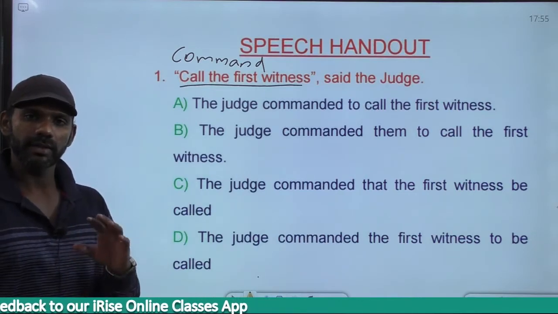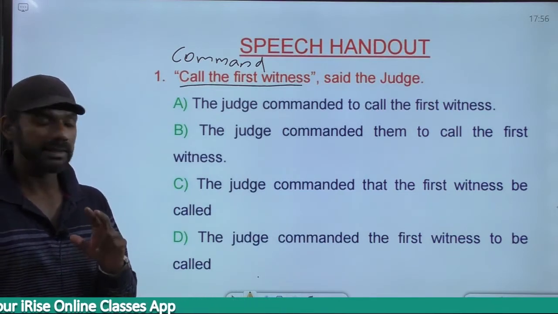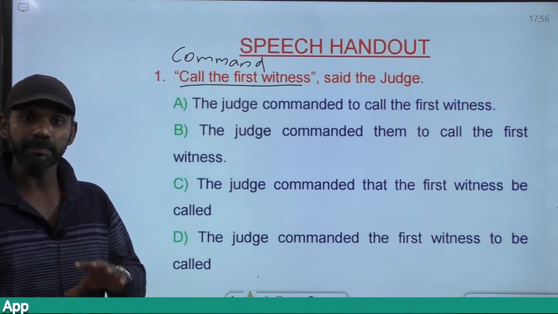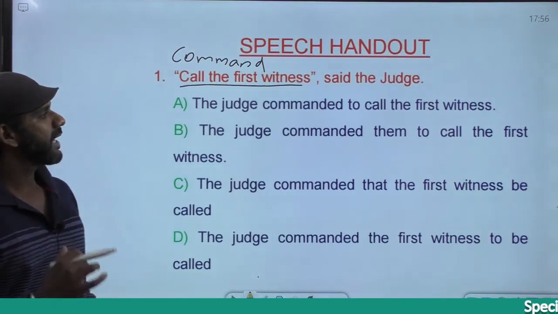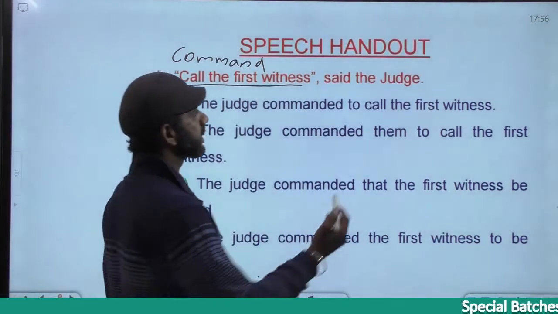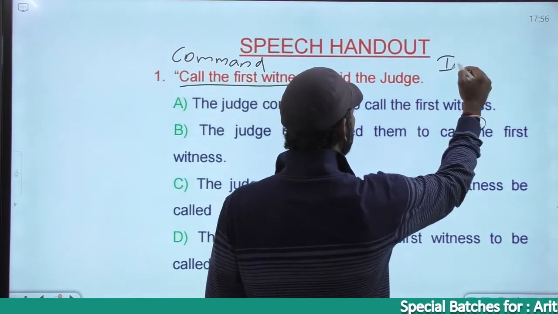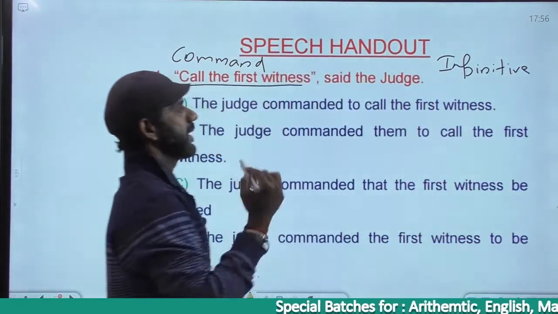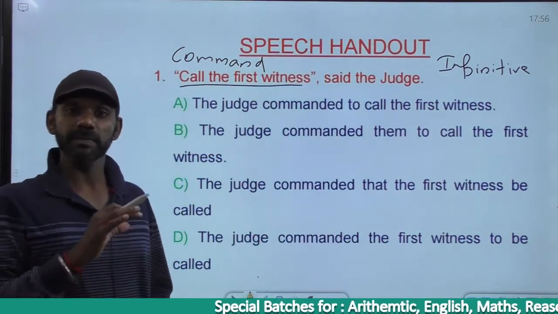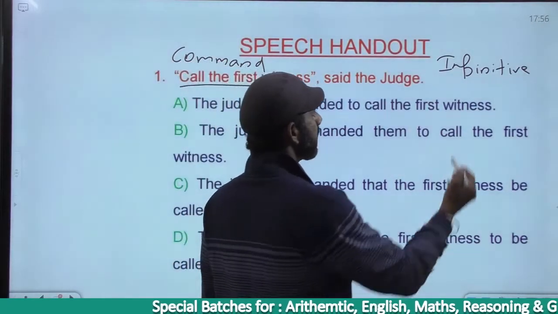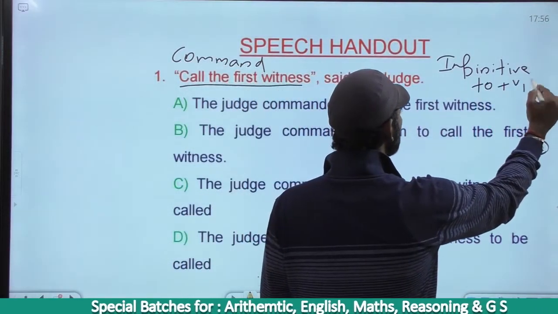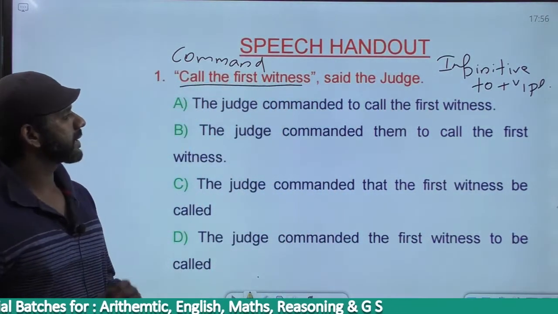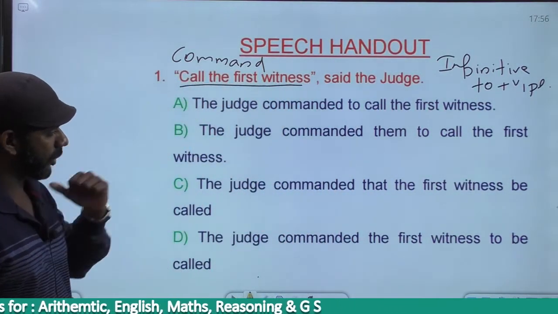Now, as you know, request, order, advice, command, all these are termed as imperative sentences. Every imperative sentence in the indirect speech must be in the infinitive form, and infinitive is to plus V1 plural. So the option that we go for as the answer must be in the infinitive form.